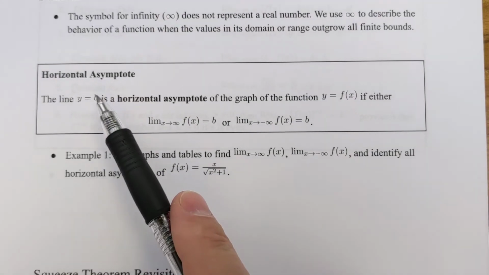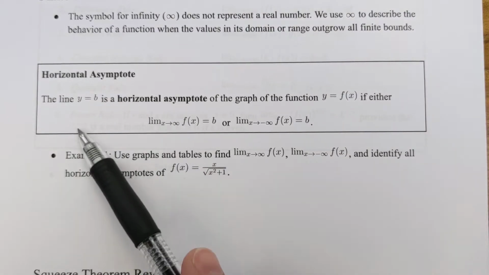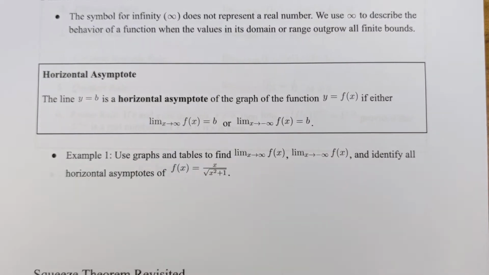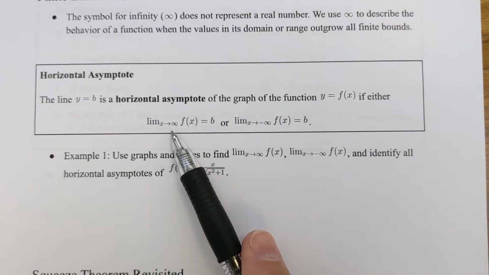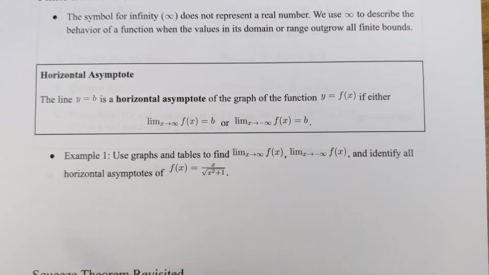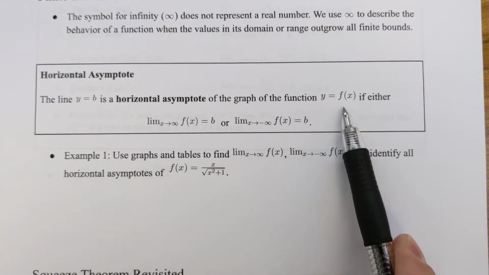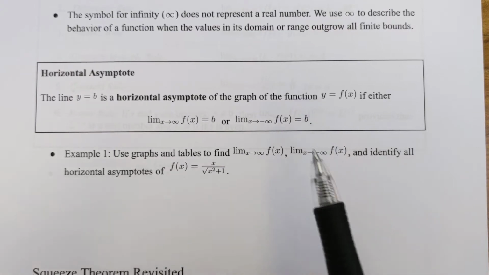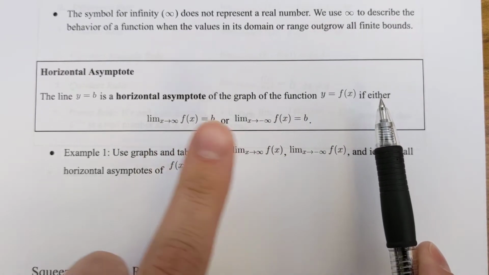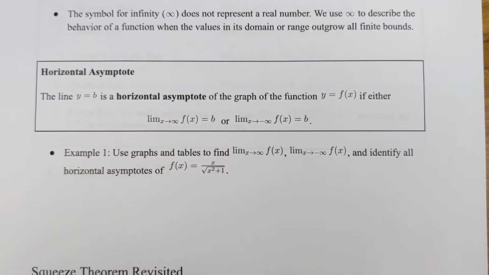So what we have here is horizontal asymptotes. The line y equals b is referred to as a horizontal asymptote of the graph of the function if either the limit as you approach infinity or negative infinity is equal to that value. What that means is the graph will level off at some horizontal line, essentially, as you go off either the right for positive infinity or left for negative infinity.